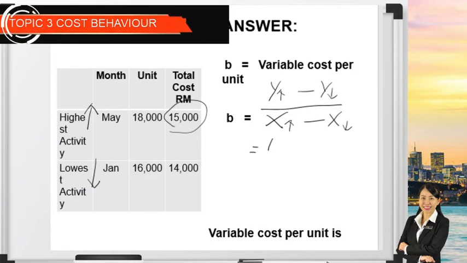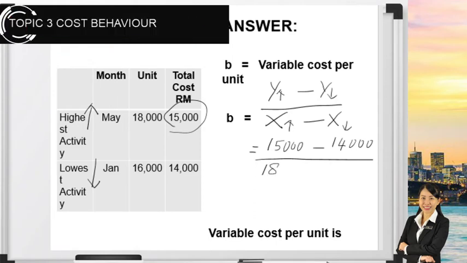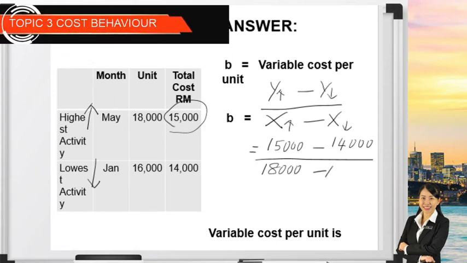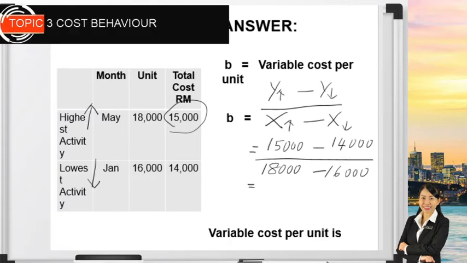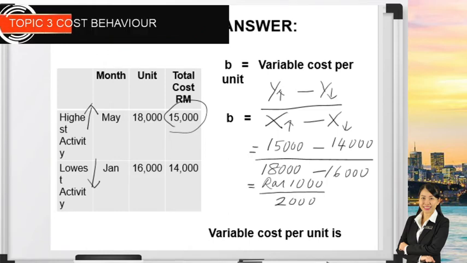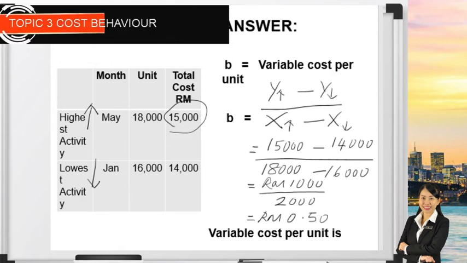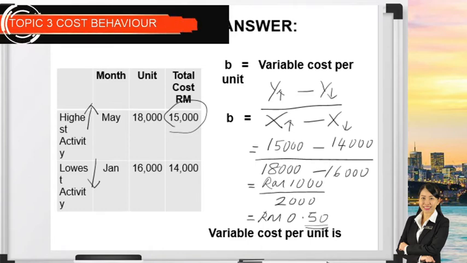So 15,000 minus 14,000, divided by 18,000 minus 16,000. So we will have the answer RM 1,000 divided by 2,000. So variable cost per unit is 50 cents. So the answer is 50 cents.